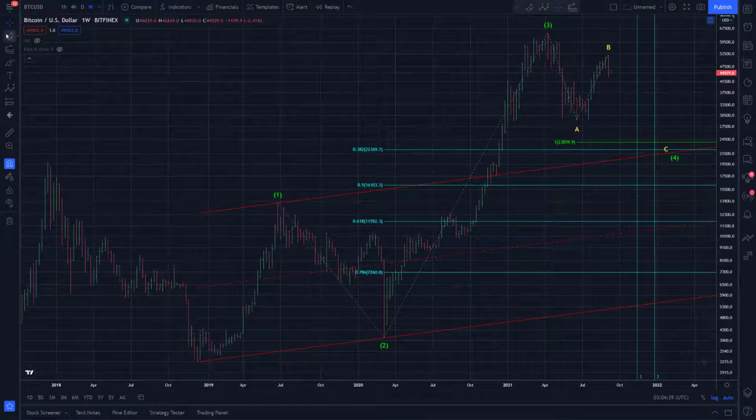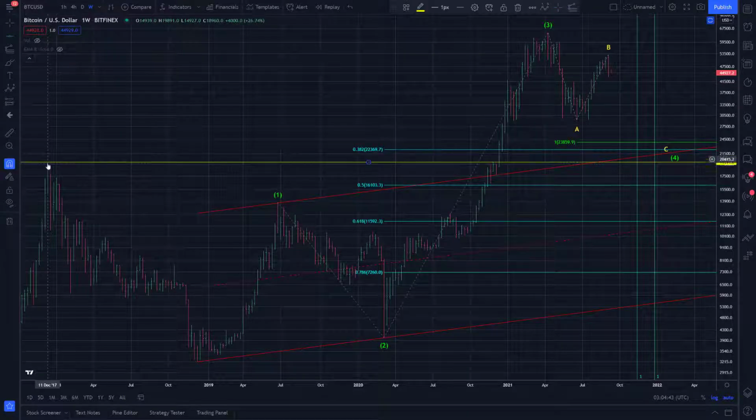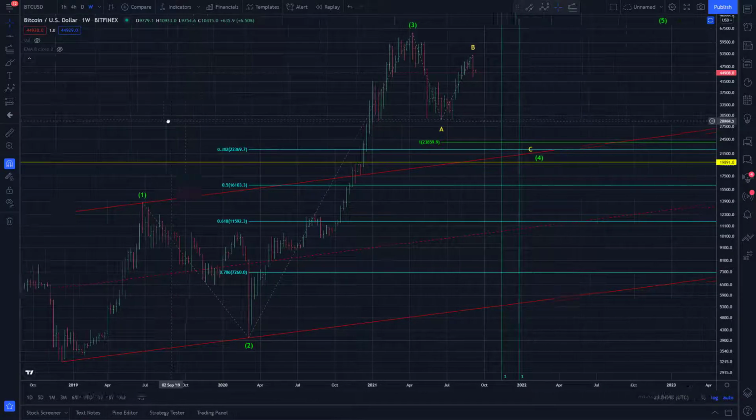One thing is also just classical chart resistance would be the prior high here, the 2017 high close to 20K. That is certainly in play.